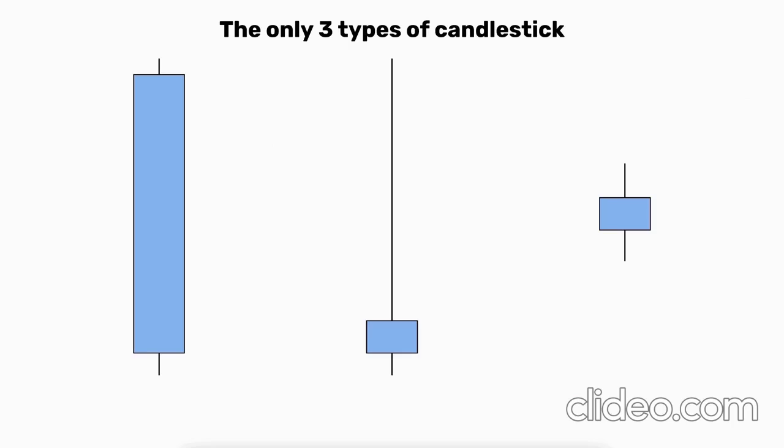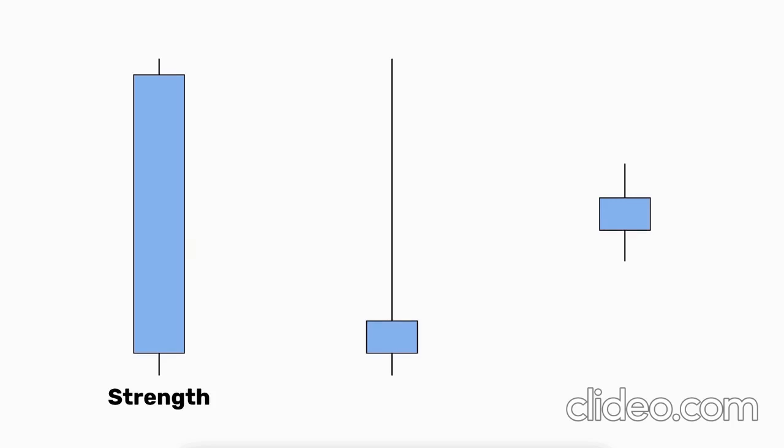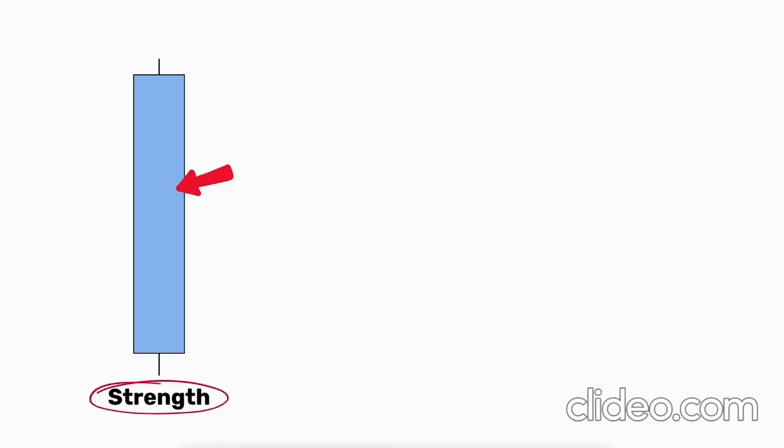Pretty much no candle will print the same as the previous. They're all going to be different in some way. But there are only really 3 types of candlestick. And when you understand this and understand what each one is, you'll have a much better understanding of the market. So the 3 types of candlestick are strength candles, control shift candles, and indecision candles. We're going to start by going through the strength candle.